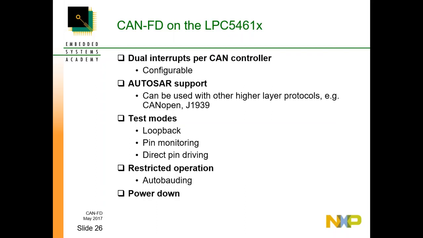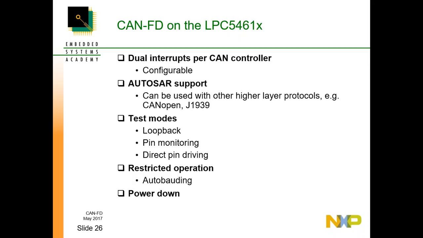Each CAN controller has 2 interrupts, 0 and 1. Any interrupt source can be allocated to one of these 2 interrupts. This allows division of code between the 2 interrupt handlers. For example, one could be dedicated to receive and the other one could be used for everything else.